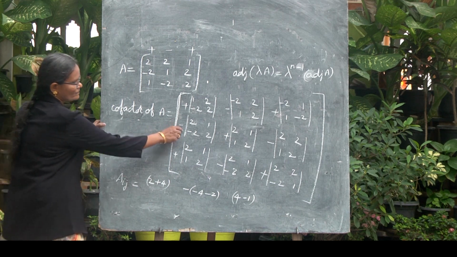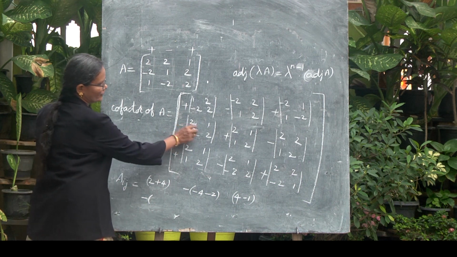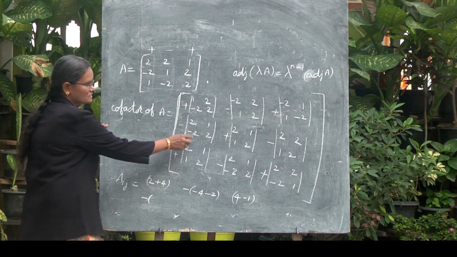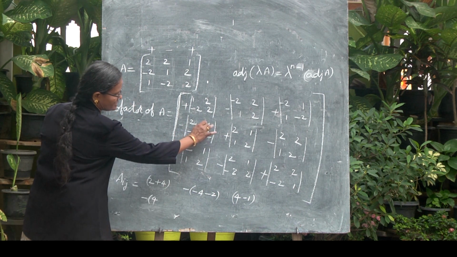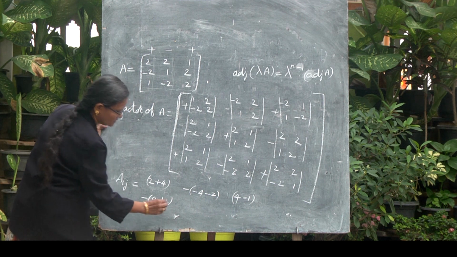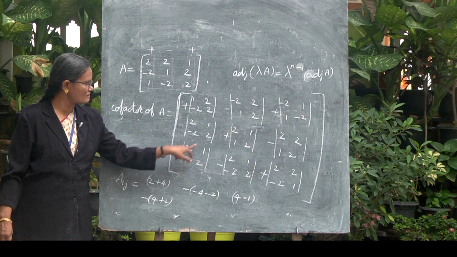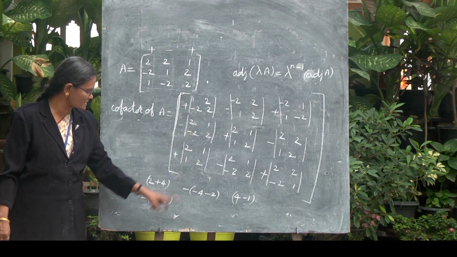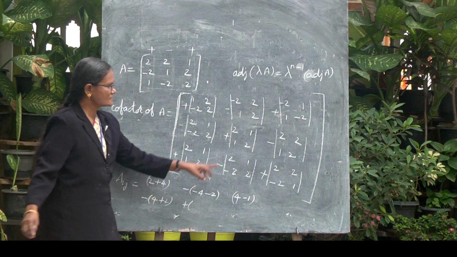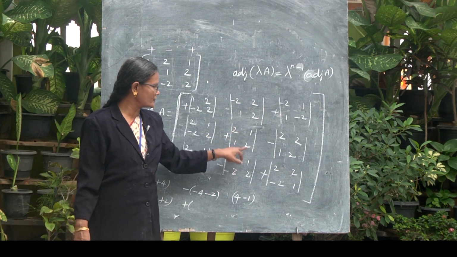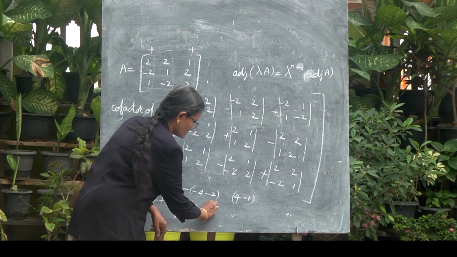Consider the second row, minus of 2 into 2, product of the leading diagonal element, 2 into 2, 4, then minus of minus 2 into 1 minus 2, minus of minus 2, that is plus 2. Next here, sign is plus. What is the product of the leading diagonal element? 2 into 2, 4. Then minus of 1 into 1, 1.